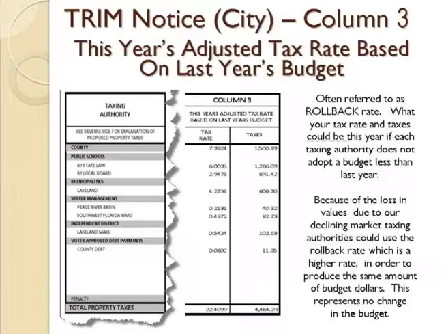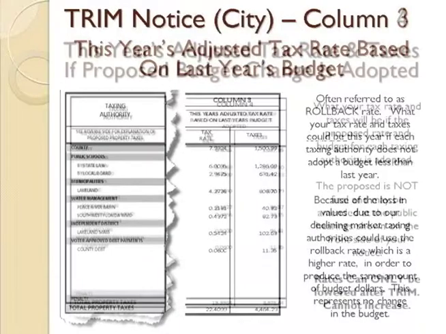It's what your tax rate and taxes could be this year if each taxing authority does not adopt a budget less than last year. Now, because of the loss in values due to our declining market, taxing authorities could use the rollback rate, which is a higher rate, in order to produce the same amount of budget dollars that they had last year. This would represent that they've made no changes in their budget.